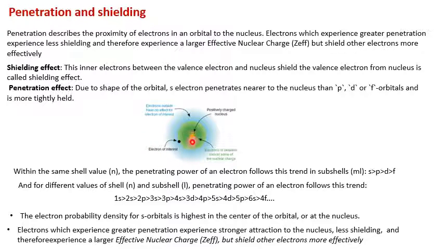This is the nucleus, and in between is the inner electron, which shields the outermost electron from experiencing the full nuclear charge. So the inner electron between the valence electron and the nucleus shields the valence electron from the nucleus, which is called the shielding effect.